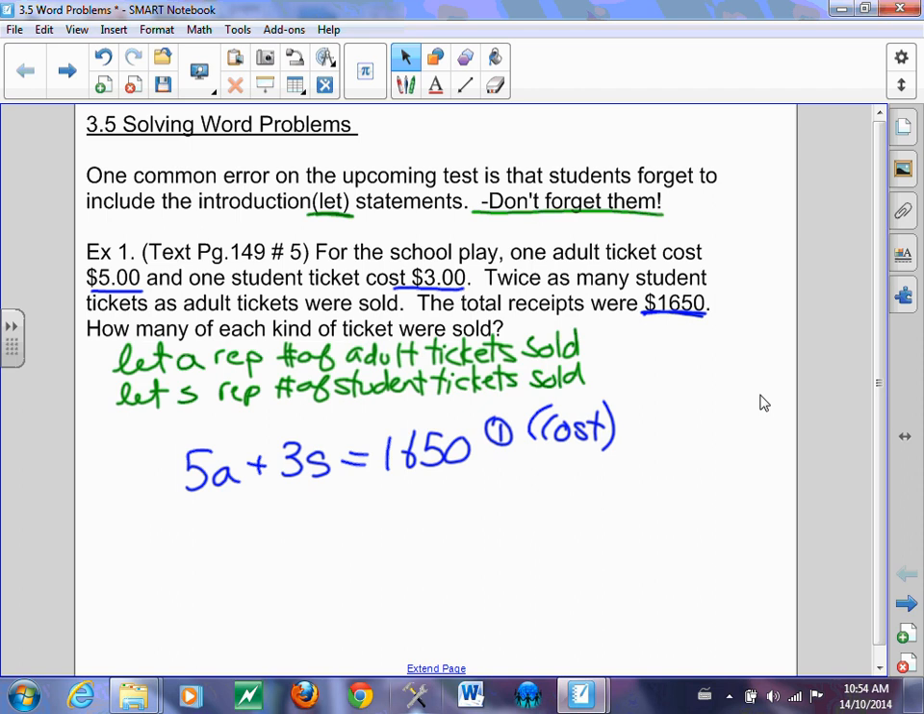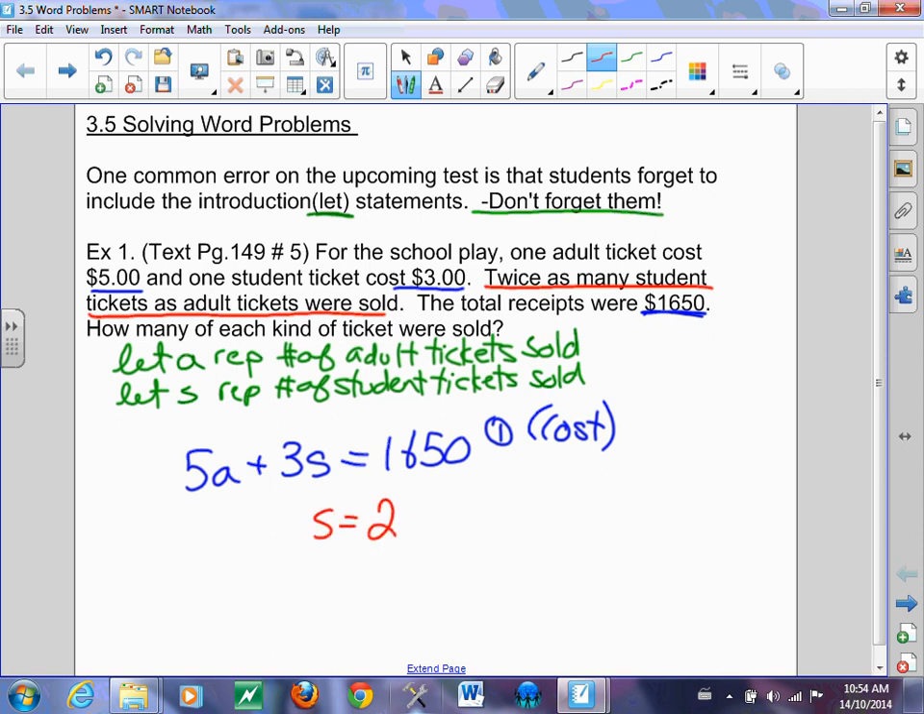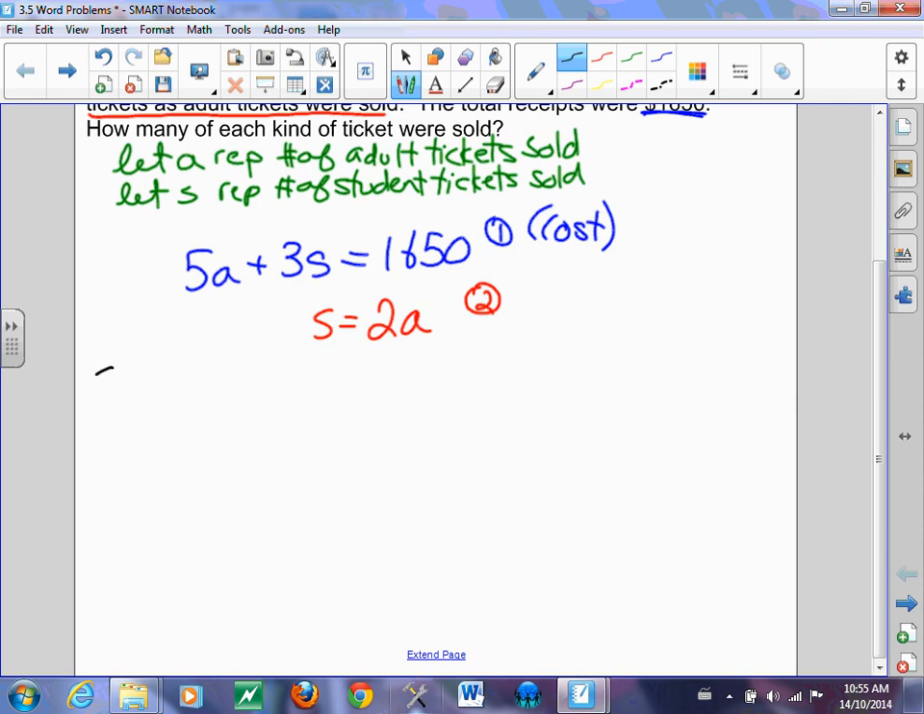Now the second one is tricky, so let's take a look at it. Twice as many student tickets as adult tickets were sold. So there are going to be more students than adults. So it's going to be S equals twice as many as the adults, 2A. So that's equation 2. Taking a look at this, it's a substitution question because in our second equation a variable is already isolated. So I'm going to say sub 2 into 1.